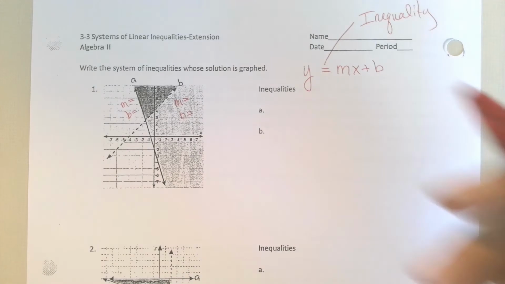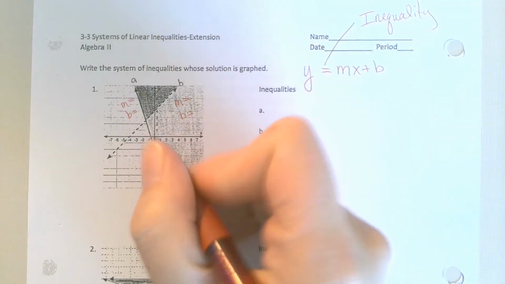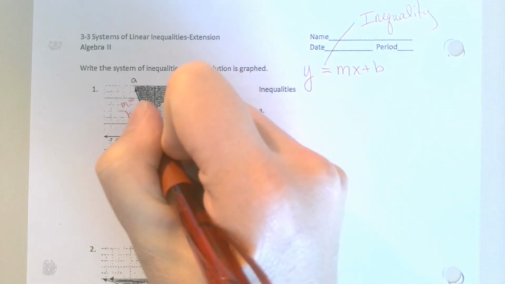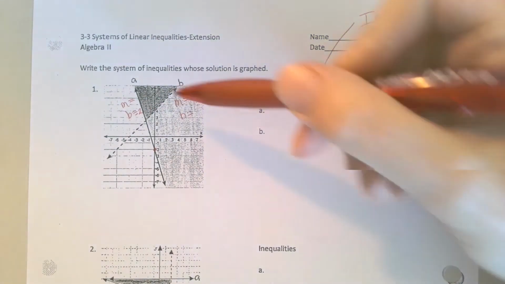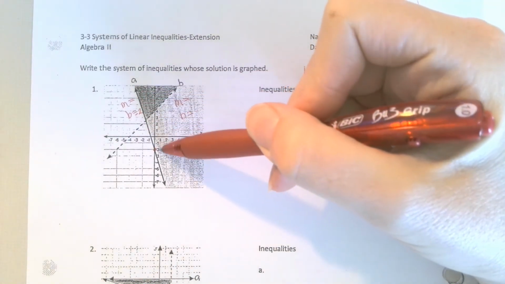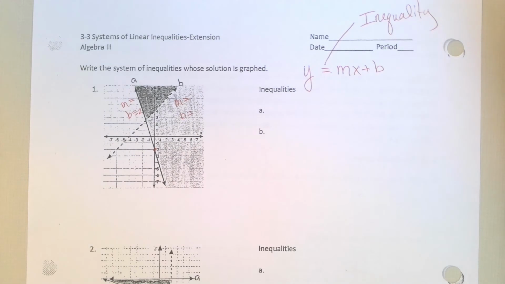Okay, so I was looking at this first one. The y-intercept is way down here at -2. Didn't leave myself enough room. My slope is dropping, so it should be a negative slope. I know these aren't the best copies. That's a little bit rough right here.